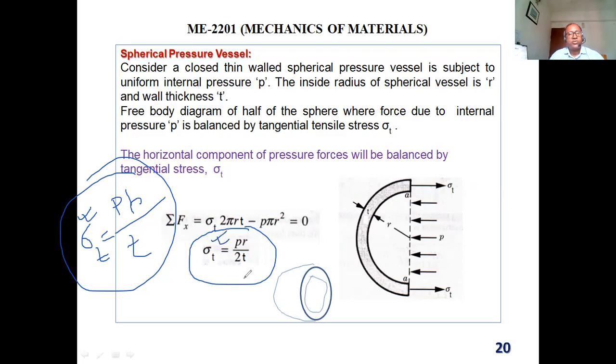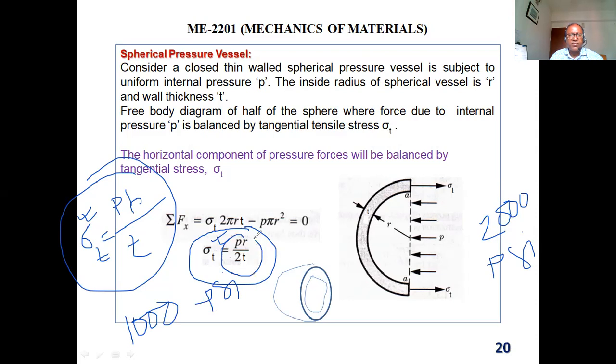Did you see? For the same material, if a spherical pressure vessel is carrying a pressure of, say, 2000 psi, then the cylindrical one will carry half of that. It is able to carry only 1000 psi because it develops double the stress, PR by t. So this is the benefit if you use a spherical pressure vessel.